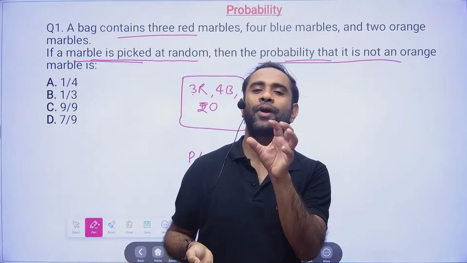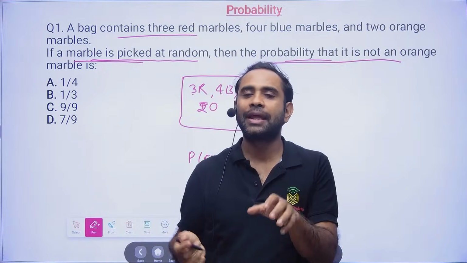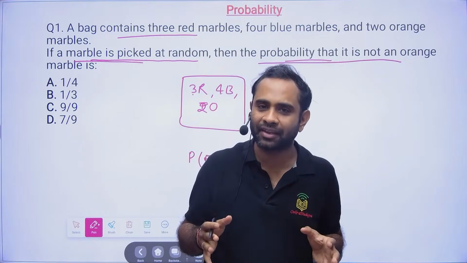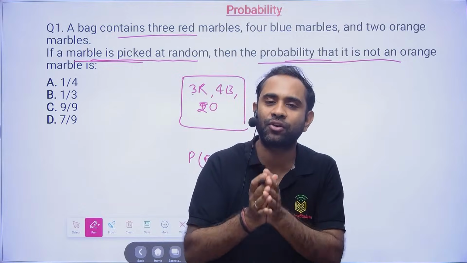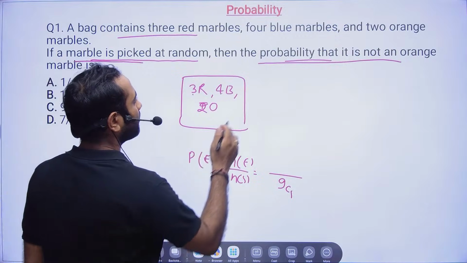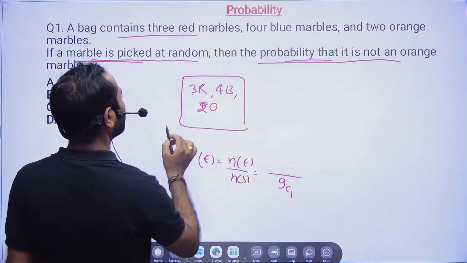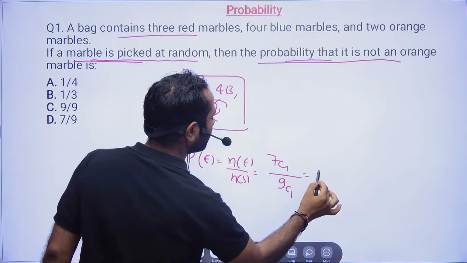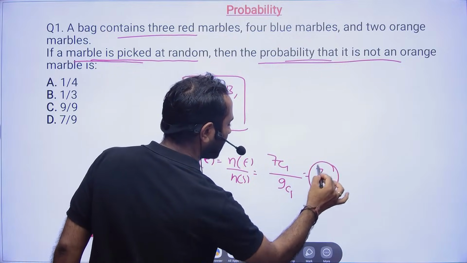See, if you don't want an orange marble, then don't take from orange marble. Simple. See, if you are a vegetarian, you will go to a veg hotel or a non-veg hotel? Sir, veg hotel only. So if you don't want orange, don't take from orange. Bhaiya orange ko hata do. So 7C1. So it will be nothing but 7 by 9. So that is clear. Option D.